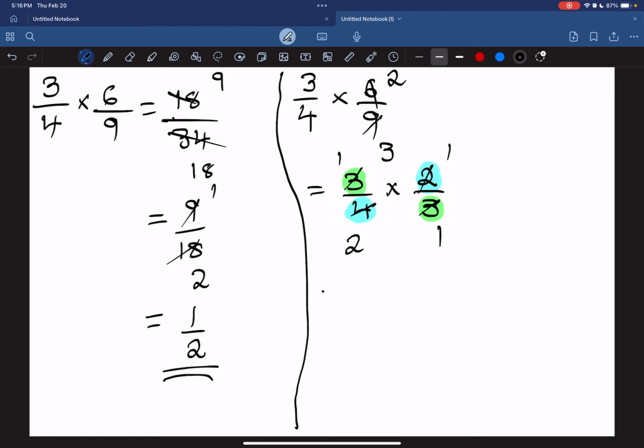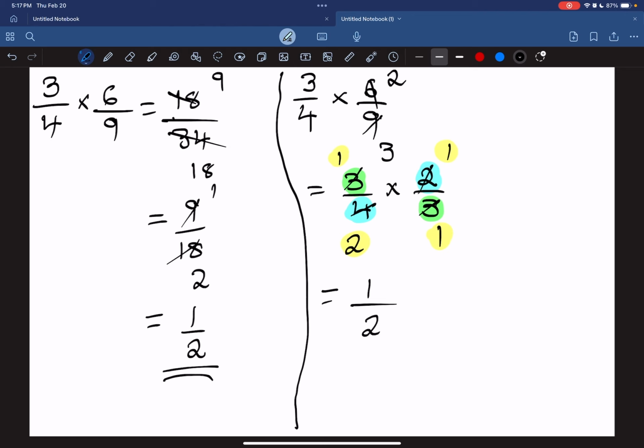So now I'm going to have 1 times 1. This one with this one, and this 2 with this one right here. Those are what I'm going to multiply now. So 1 times 1 is going to give us 1 in the numerator, and 2 times 1 is going to give us a 2 in the denominator.